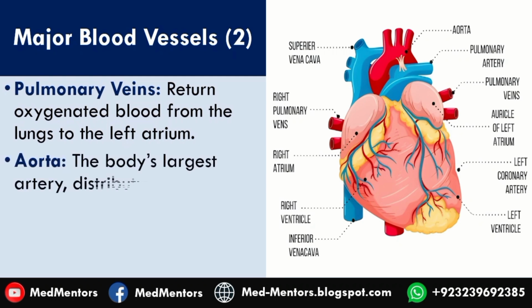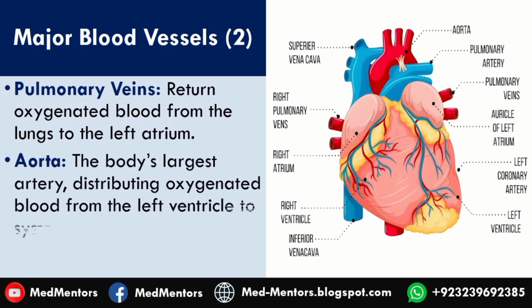Aorta. The largest artery in the body, the aorta distributes oxygen-rich blood from the left ventricle to all parts of the body. These vessels ensure the continuous movement of blood between the heart, lungs, and body.